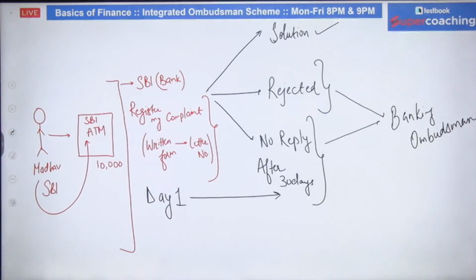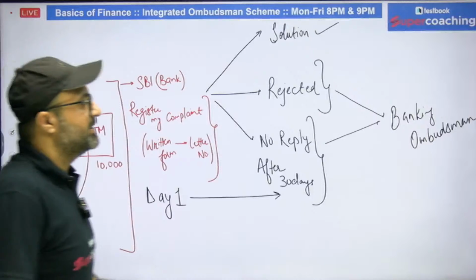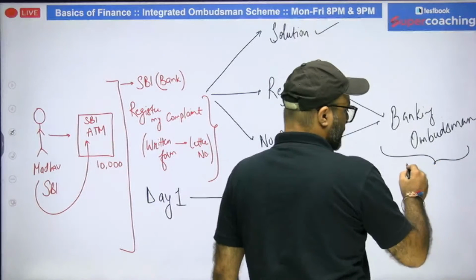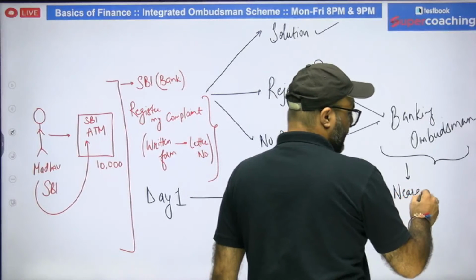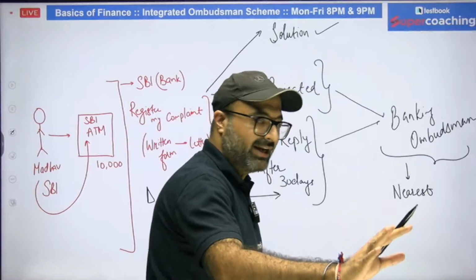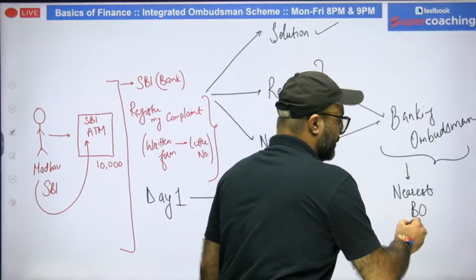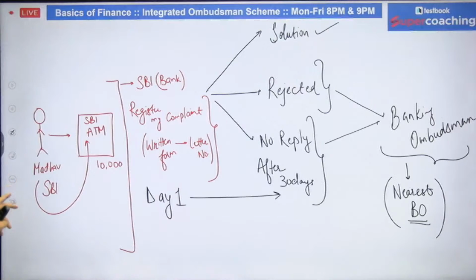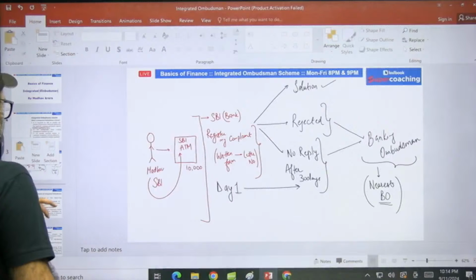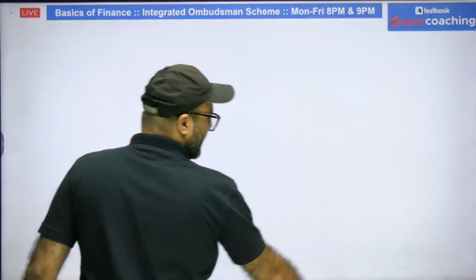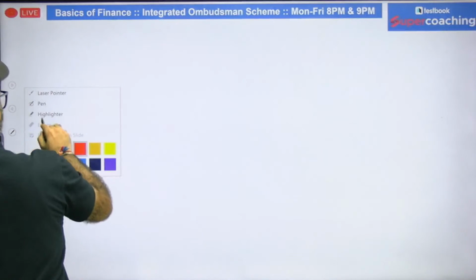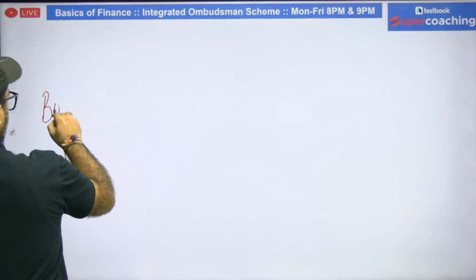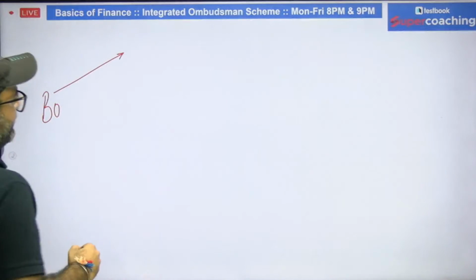You can write a mail, or you can go physically and deposit your complaint letter by hand at the banking ombudsman office. Once you have registered, your complaint will be transferred. For your understanding I'm using the word nearest, which is not exactly correct, but it will be transferred to the banking ombudsman where your complaint is going to be resolved. Once your complaint has been received, the banking ombudsman will carry out its investigation, and the moment the investigation is completed, the banking ombudsman will announce the award.